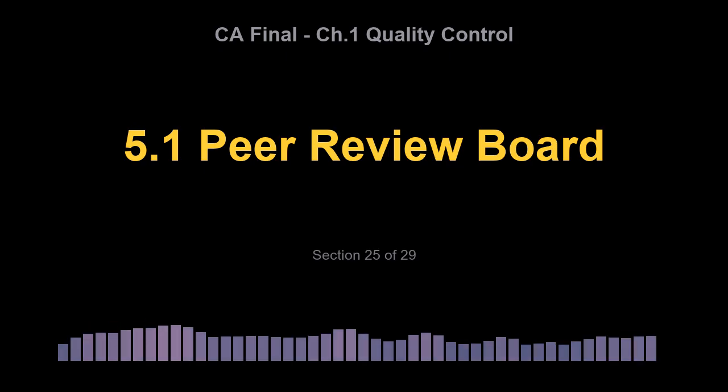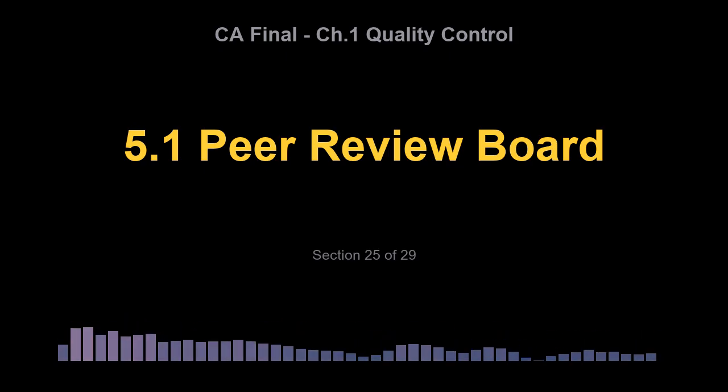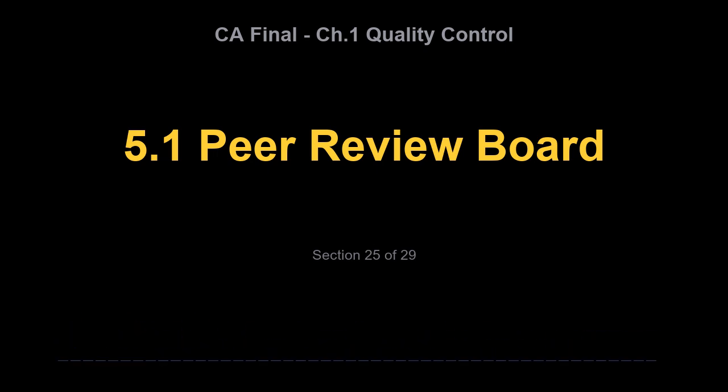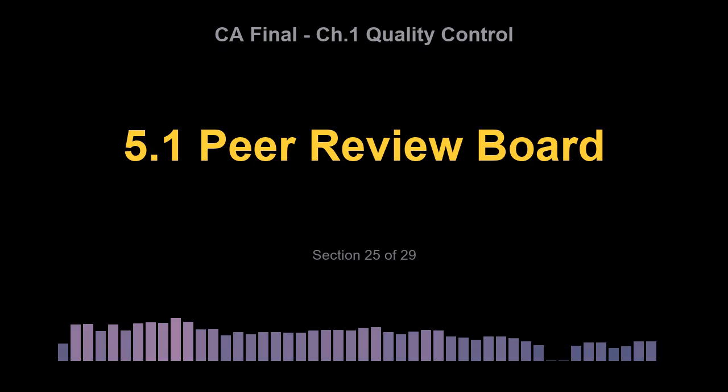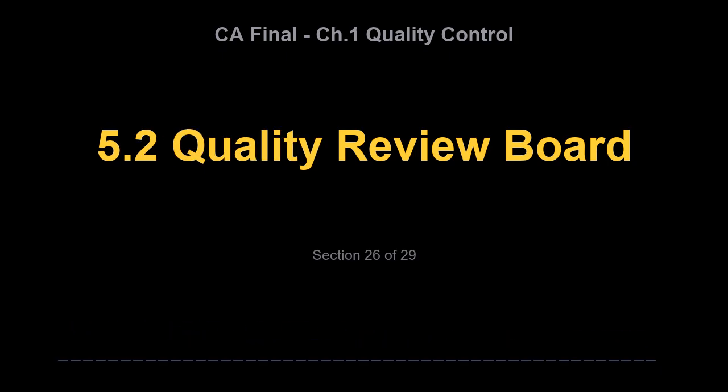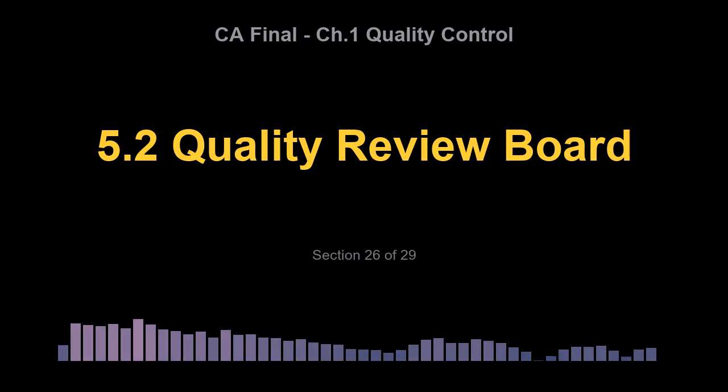On completion of this exercise, a peer review certificate is issued in case of an unqualified report issued by the peer reviewer. In case of a qualified report, the practice unit is informed that the certificate cannot be issued, along with the reasons, and is also informed about the due date for conducting a follow-on review as may be decided by the board. 5.2 Quality Review Board.